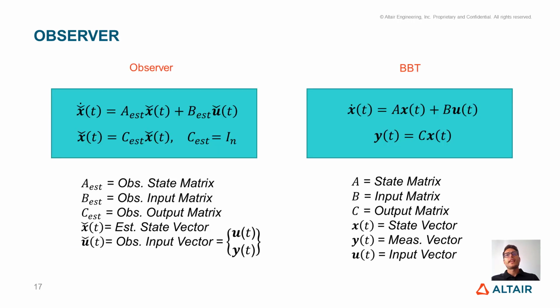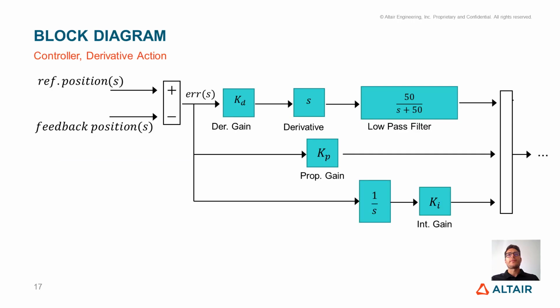The observer takes as input the same input of the system being observed, which is the U vector, but also the output measurements of the system being observed, which is the Y vector. And it returns as output the estimates of the internal state of the system being observed. The next step is to deploy the observer and combine it with our controller. So let's switch to block diagrams.